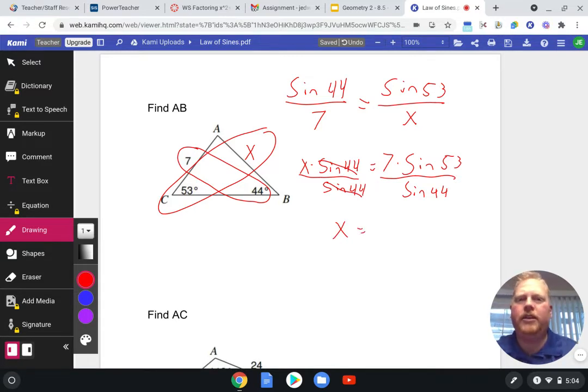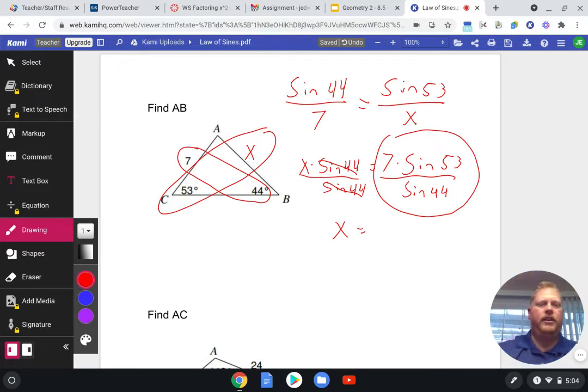And then that's what I'm going to type in my calculator. 7 times the sine of 53 divided by the sine of 44. I'm coming up with 8.0477. So rounded to two places, that would be 8.05.